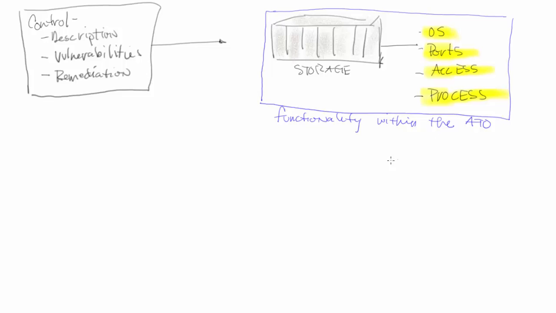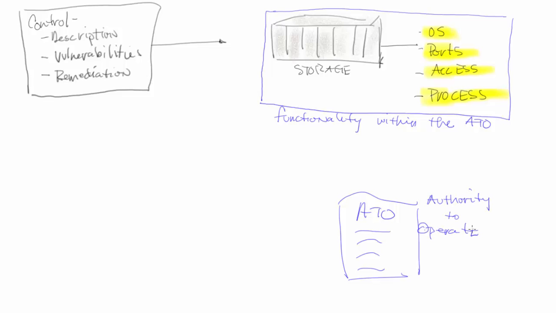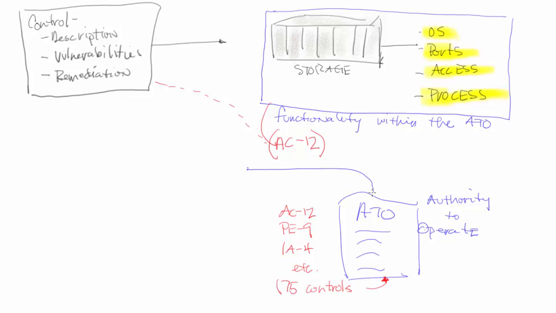Multiple technologies come together to give us an ATO, an authority to operate, which provides a service. In this example, email. We're going to write that out here in just a minute. So multiple controls. This one we're just labeling as AC12, for example, where we've got PE9. There may be 175 controls here that support this ATO: server, storage, process, all of that good stuff. So the ATO actually supports our ability to provide an email solution.